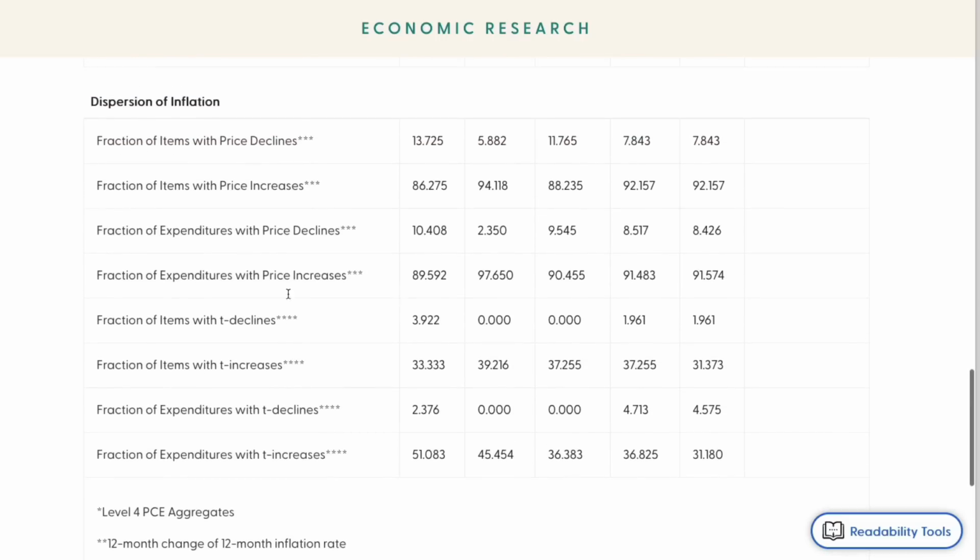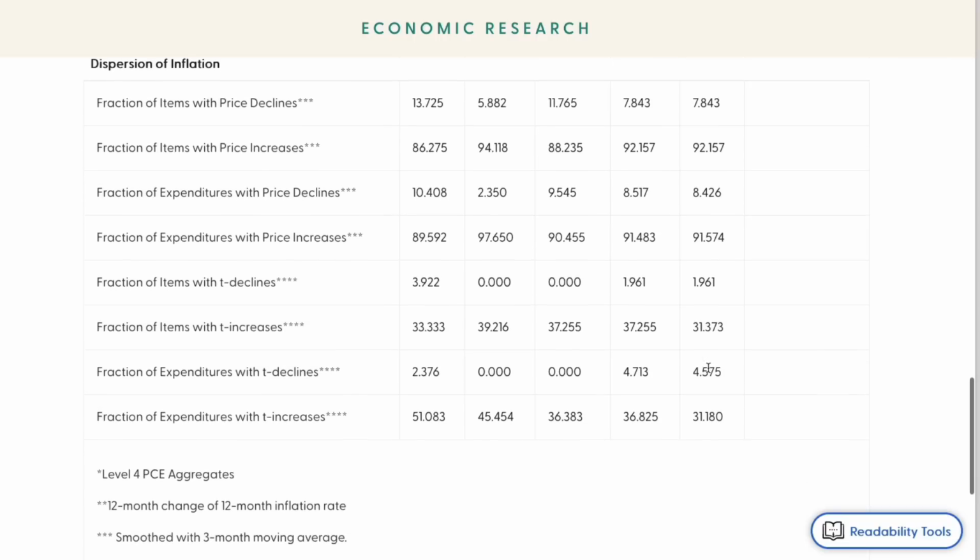This is the fraction of items more than 2 standard deviations. This is below and this is above. Look how small that is, 1.96. And look at above, 30 for June and July, 37%, 31%. Coming down though, 39 to 37. This was 37 again, dropped to 31.